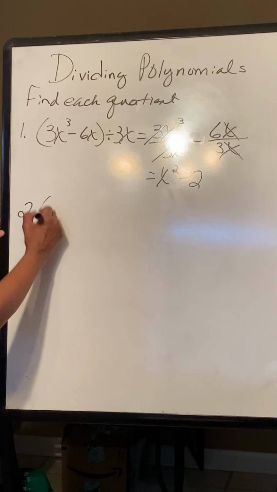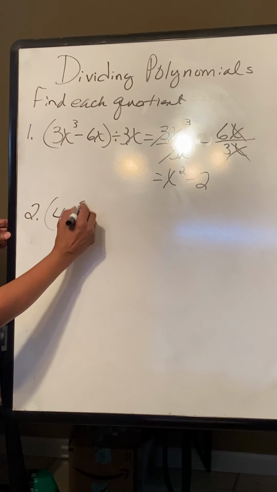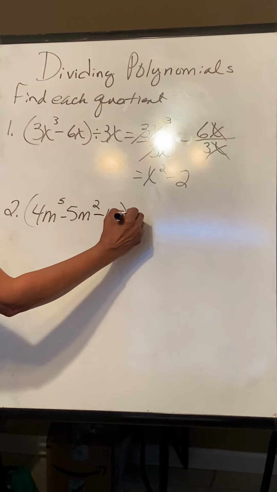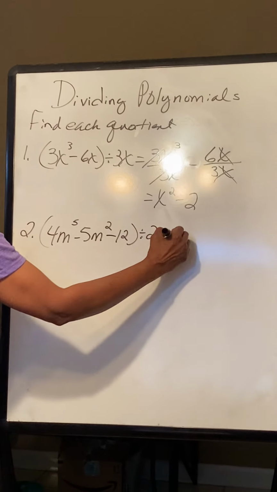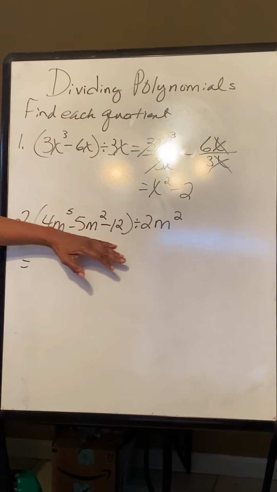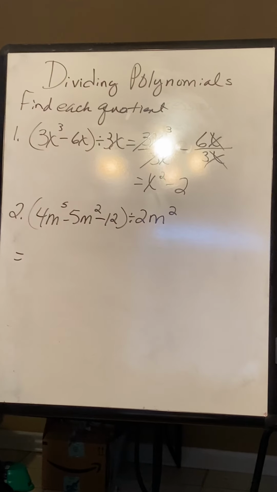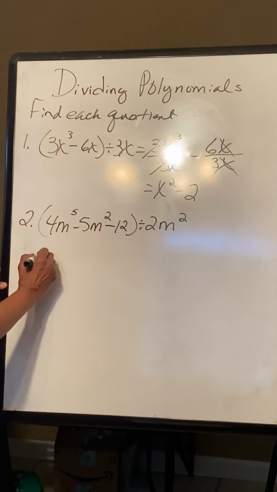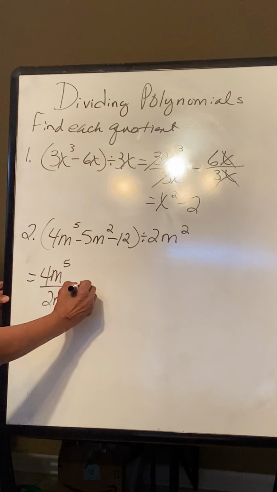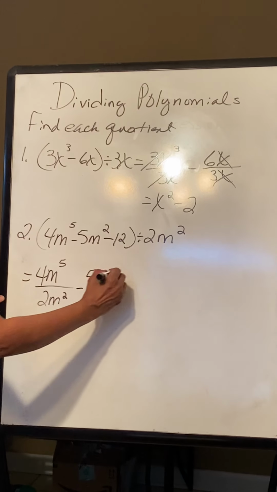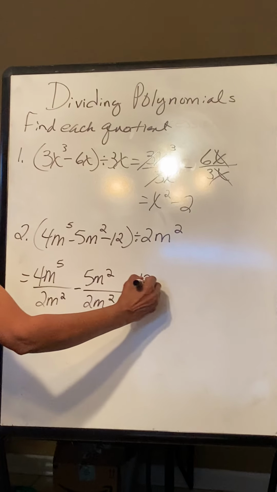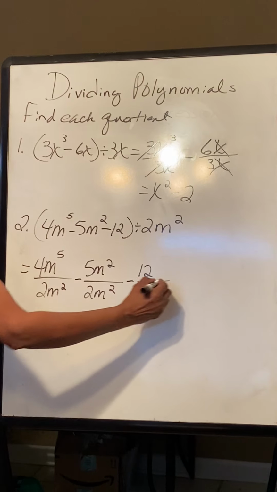Example 2. If I had 4m to the 5th minus 5m squared minus 12, and I want to divide that by 2m squared. Again, we're going to rewrite this as separate fractions. I've got 3 terms here divided by this monomial, so I'm going to write 3 separate fractions. So I'll take 4m to the 5th, divide it by the 2m squared, minus, take the 5m squared, divide it by the 2m squared, minus, take the 12 and divide it by the 2m squared.